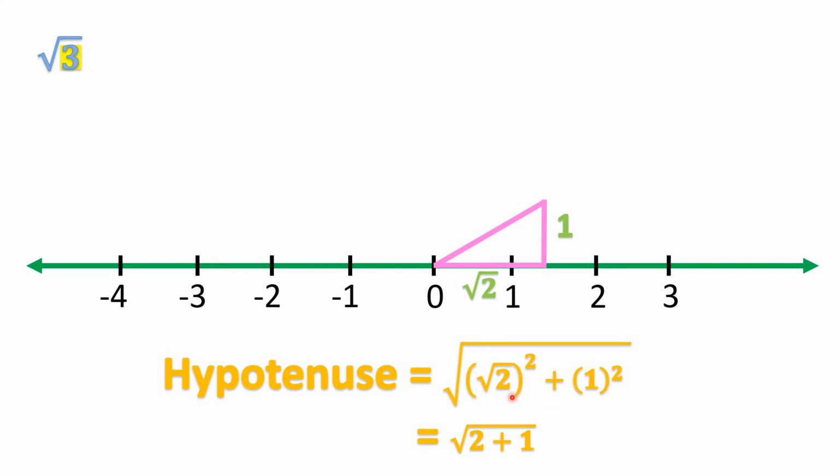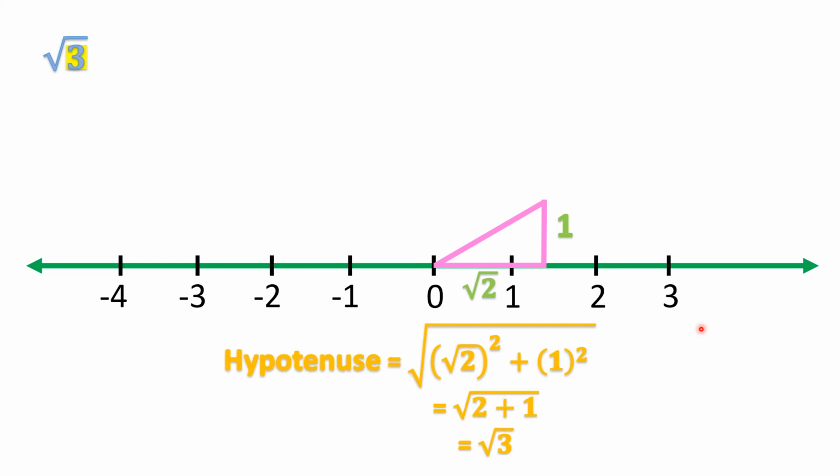Now root 2 square is 2 and 1 square is 1. We know all those, right? Now 2 plus 1, I'll get 3. So my answer is root 3. So that means my hypotenuse is root 3, right?